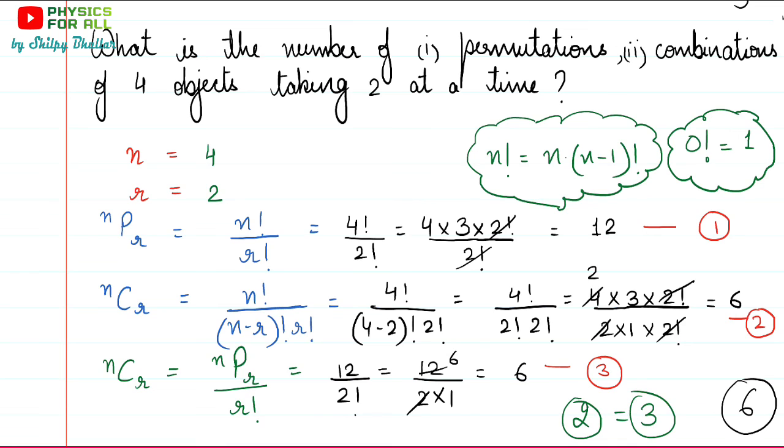So this is how we solve permutation and combination, and this is a very important mathematical concept that we often use in deriving various derivations.